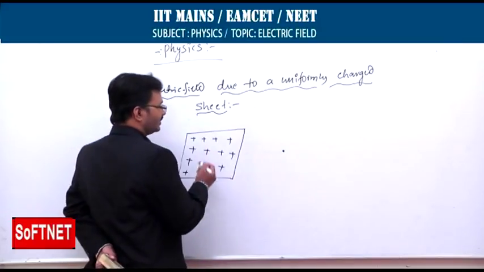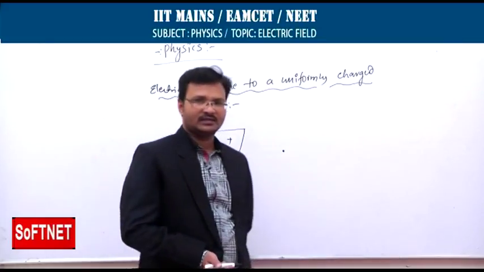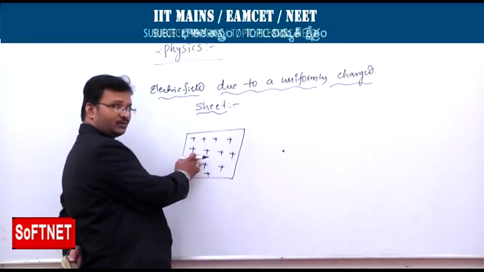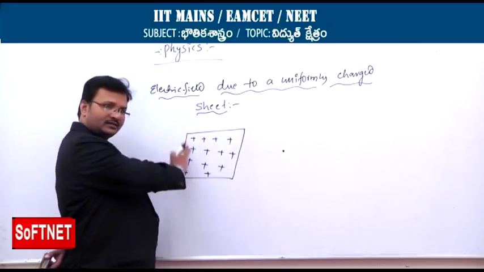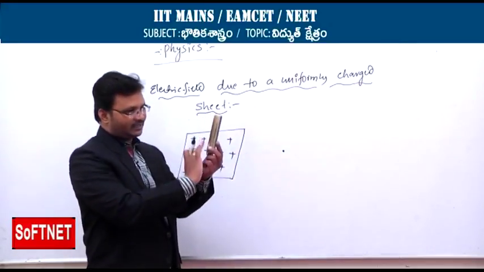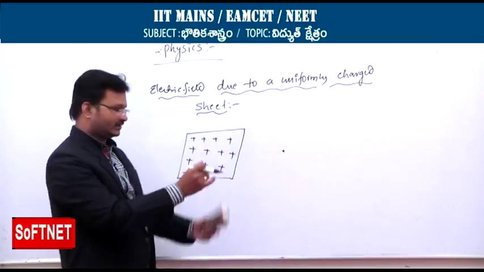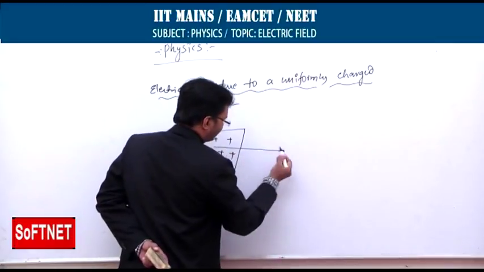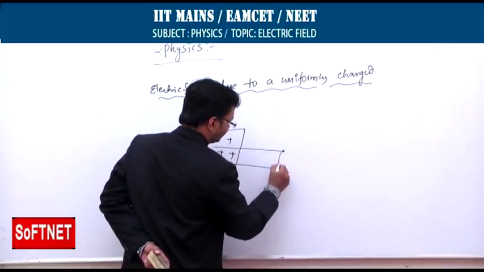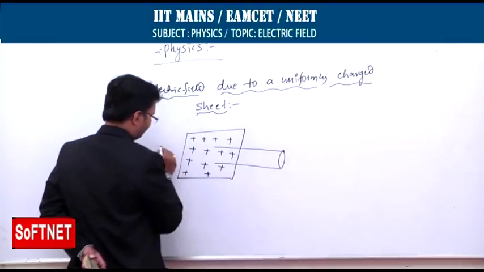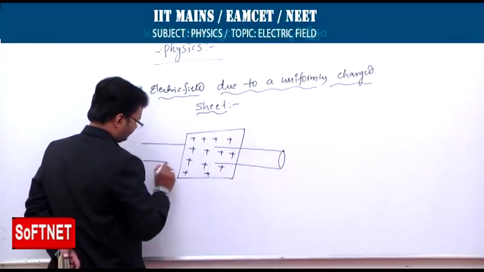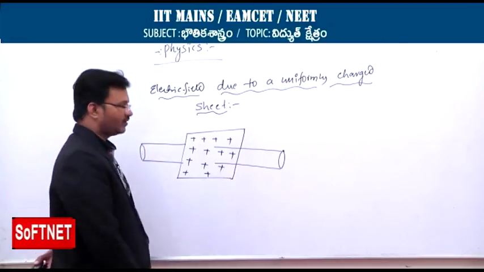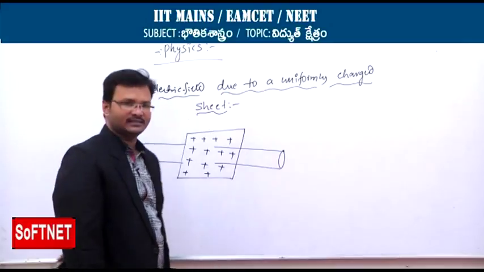Here we can assume a cylindrical Gaussian surface passing through the sheet. Charges are placed on both sides. For example, this is the sheet. Here charges are there, and here charges are there on the back side. Clear? Now, consider a Gaussian surface. This is the cylindrical Gaussian surface passing through the sheet.